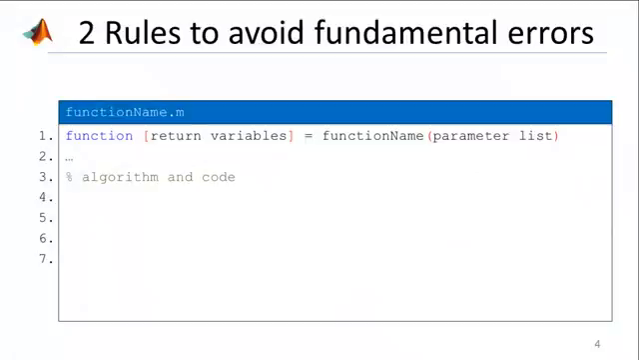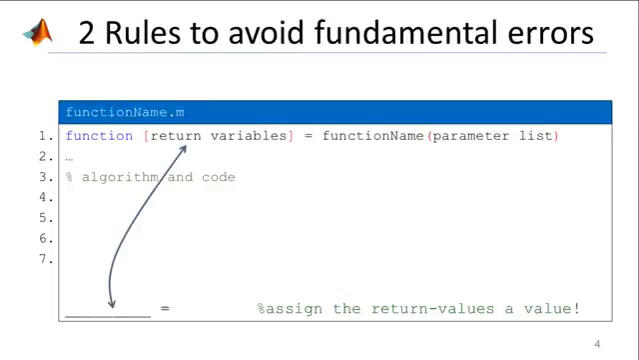Return variables are no different. If something needs to go back out of this function, it is in a variable. So make sure that the variable is placed on the left side of an equal sign. That way it will have a value. So those are the two rules that you have to follow to avoid fundamentally breaking the flow of information.